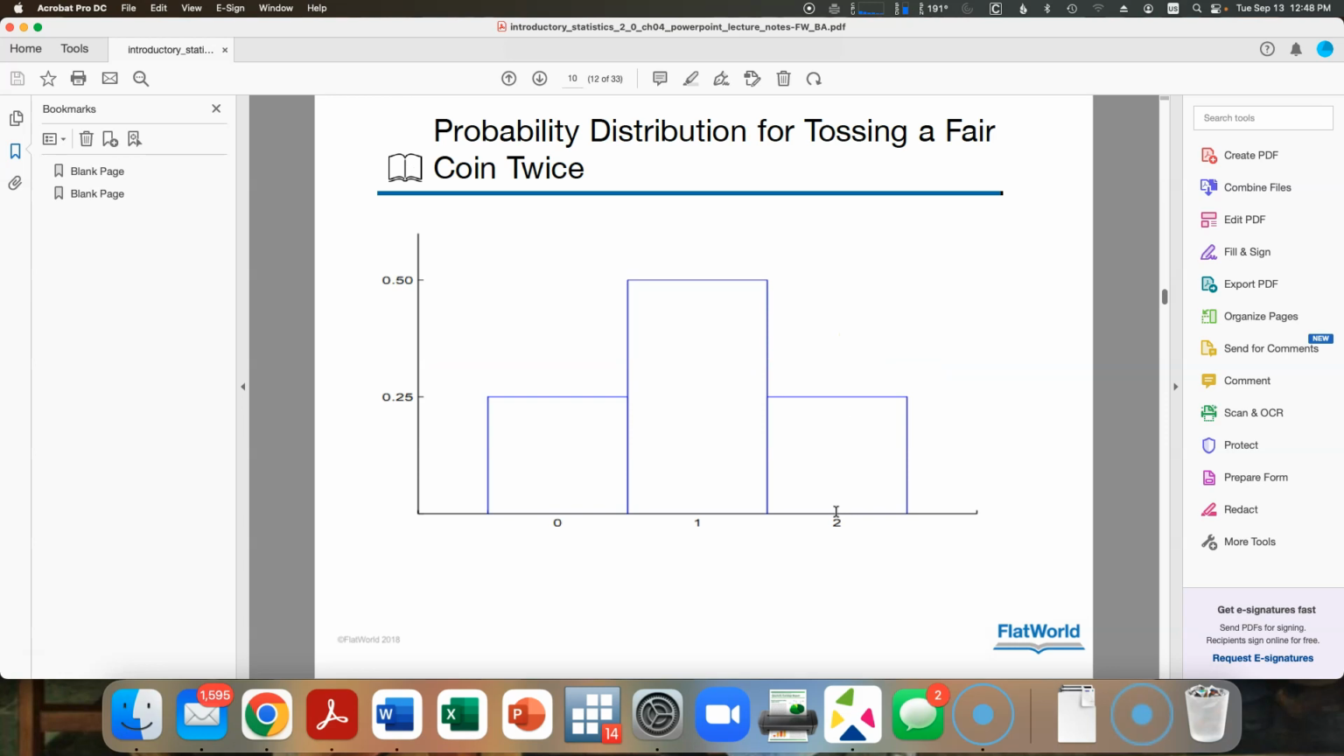And then we could graph this out. If we graphed out the frequency distribution, what we would see is that 0 and 2 both have a 25% probability, and 1 has a 50% probability.